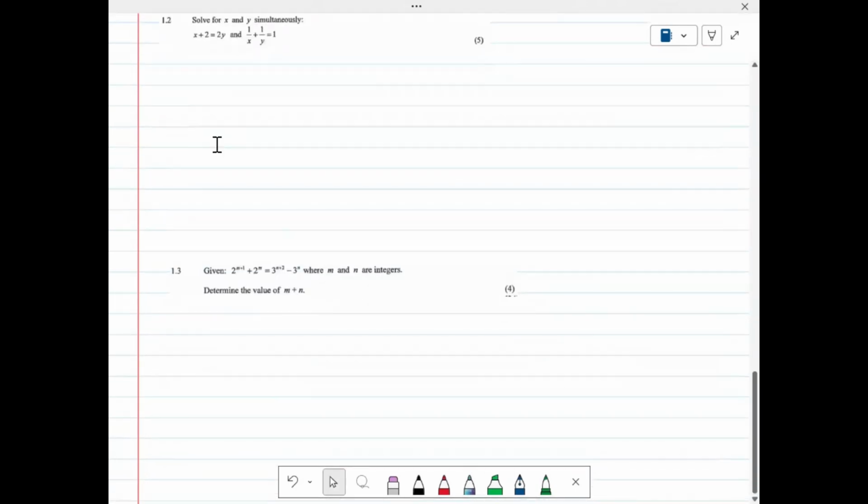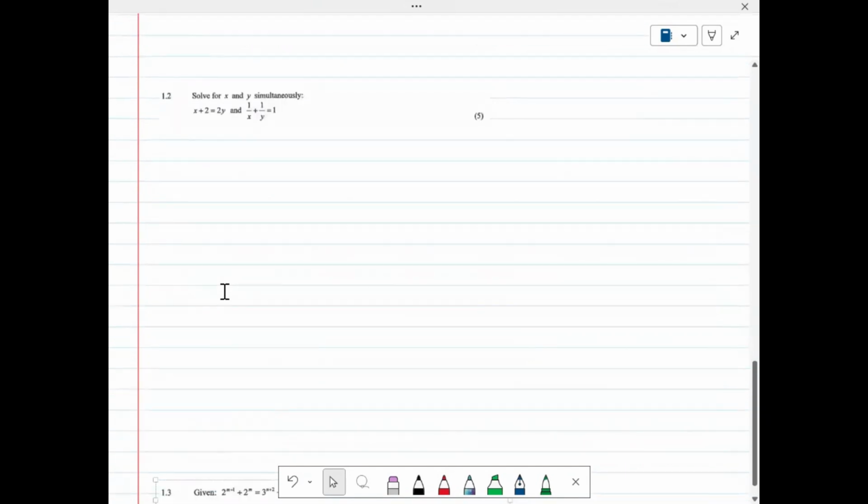Next one is a simultaneous equation. So for a simultaneous equation, we first have to choose one to be the simpler equation and substitute the one into the other. So that's called the substitution method. So here for x plus 2 is equal to 2y, I'm going to take the 2 over and make x the subject, and that I will call equation 1. Equation 2 will be the second equation as is.